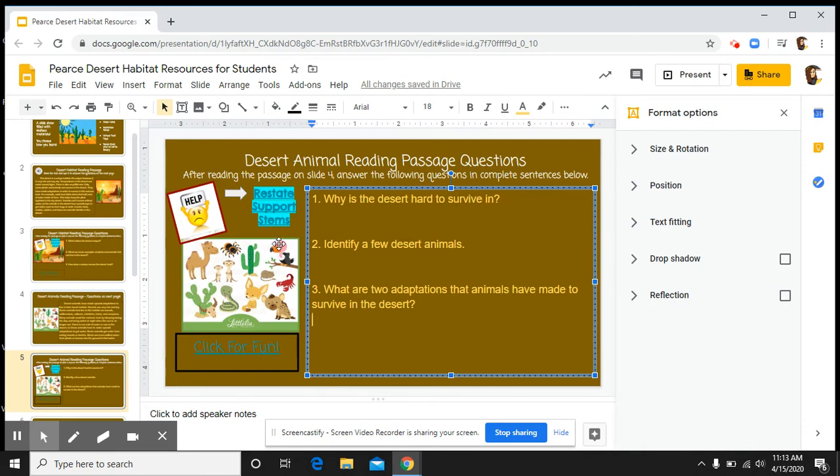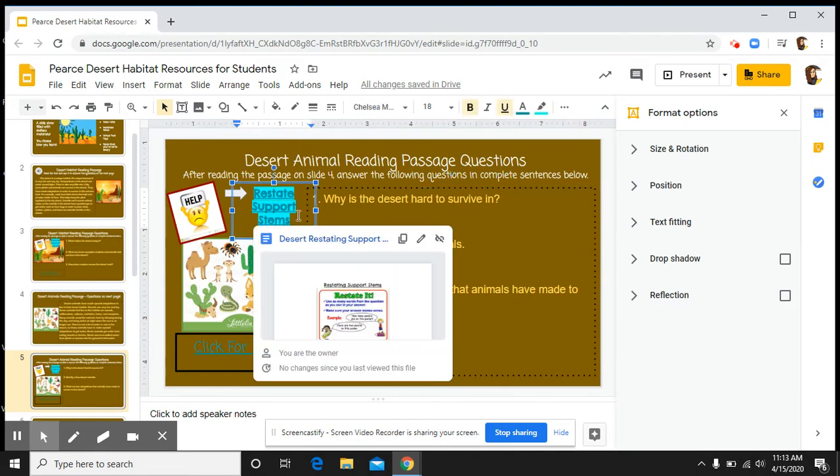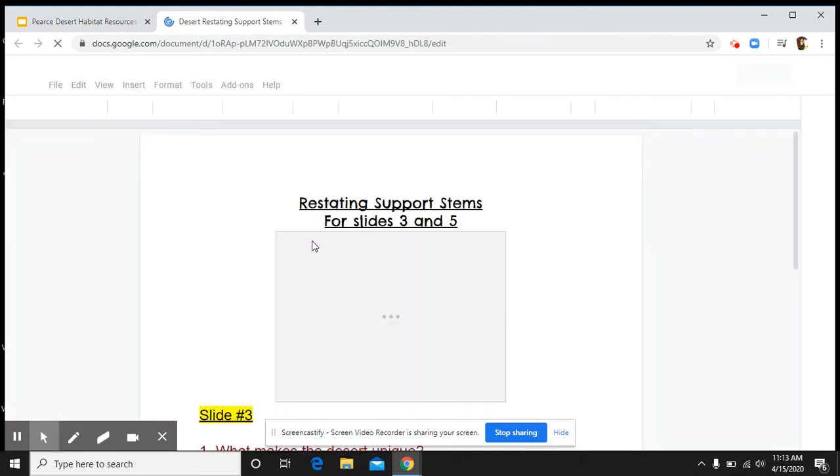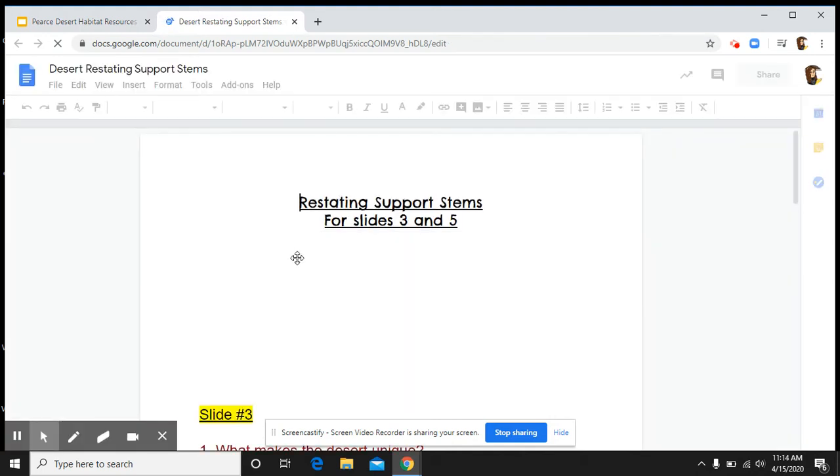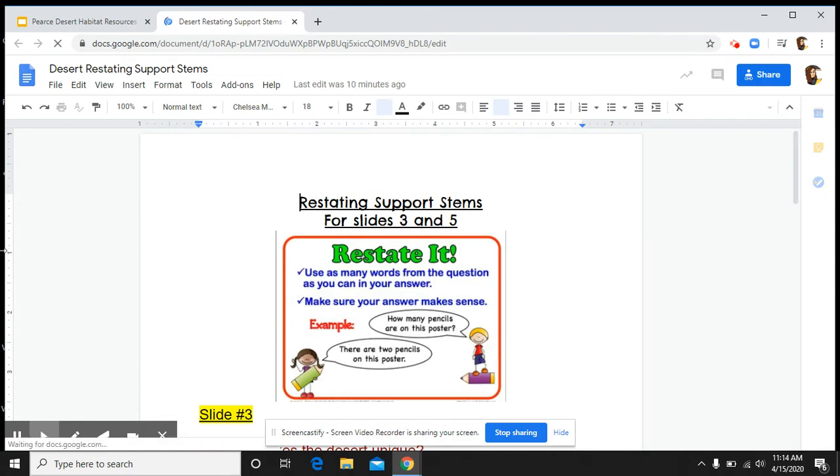Now, what is also linked in here is some help for you with restating. If you're a little unsure about how to restate the question, you can come over here and click on this link that says Restate Support Stems. Let's take a look. There we go. So in this document, there are supports for restating.